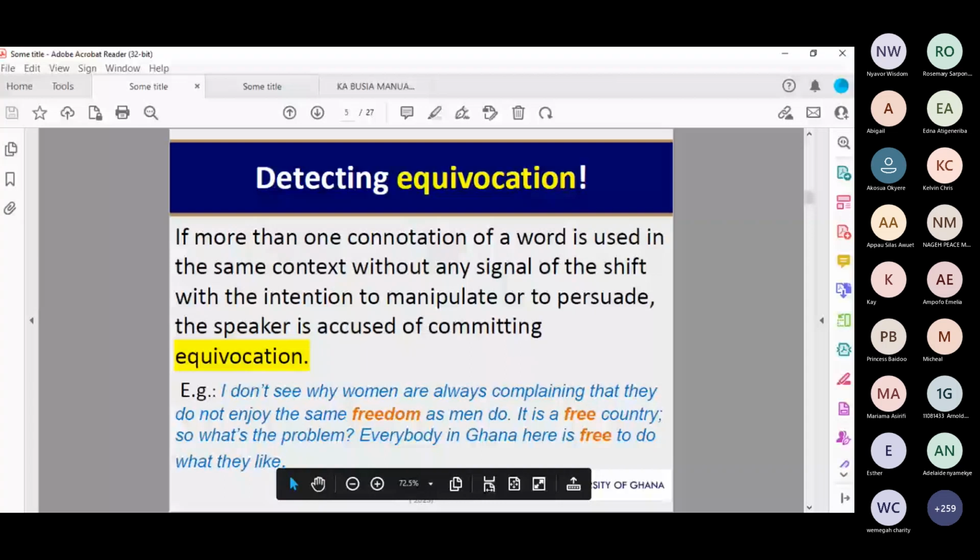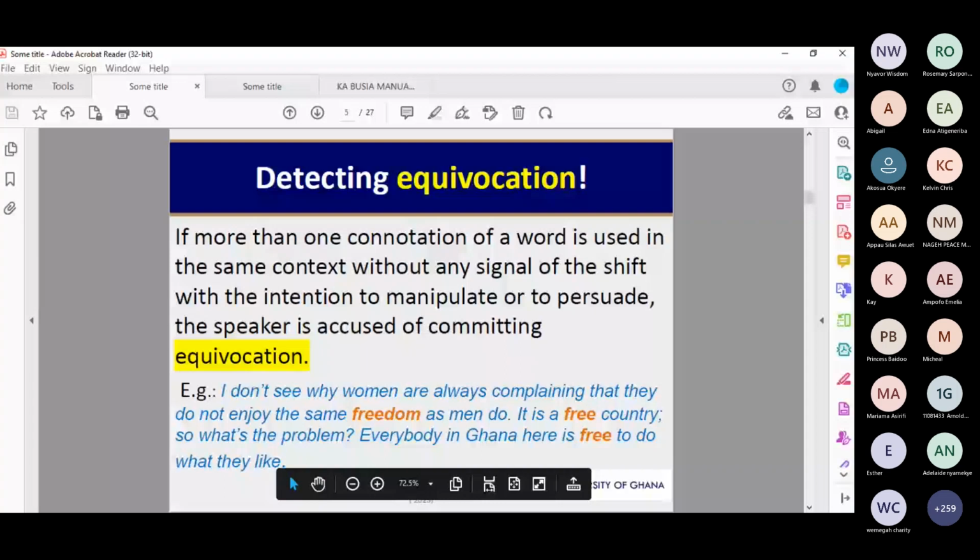Sometimes that is not your intention, but you are doing it. You see, when you push someone to fall down, you didn't intend to push, but you pushed the person to fall down. Don't say I didn't intend to. You have pushed the person. So whether the intention is there or not, you have used different connotations of that same word in the same context, suggestive of the same meaning. When that is not the case, we will accuse you of being equivocal.